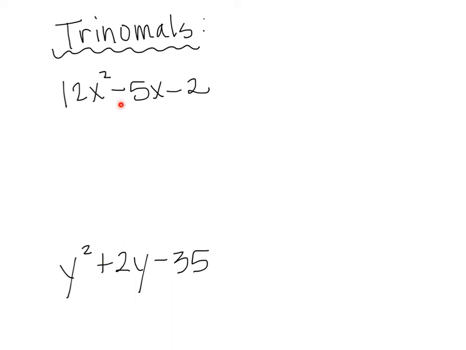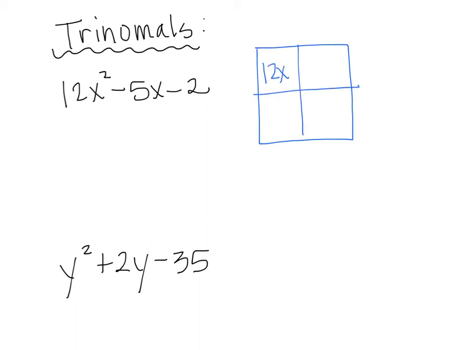And I want to give you a chance to see both of them. So let's start up here. This has a 12 in front of it, so I know that I'm going to have to use the box. And we've been working with the box in class, so this should be semi-familiar to you. The 12x squared and the negative 2 go in the box. And then I need 2 things that are going to multiply to a negative 24 and add to a 5.